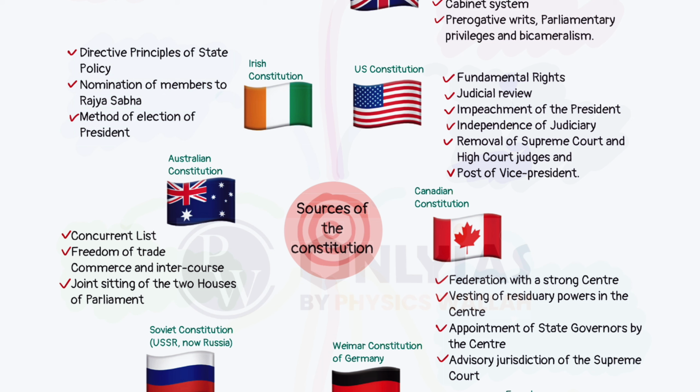The next is the Irish Constitution, that is the Constitution of Ireland. We took the DPSPs, remember, we took the nomination of members to the Rajya Sabha, and we took the method of election of the president.